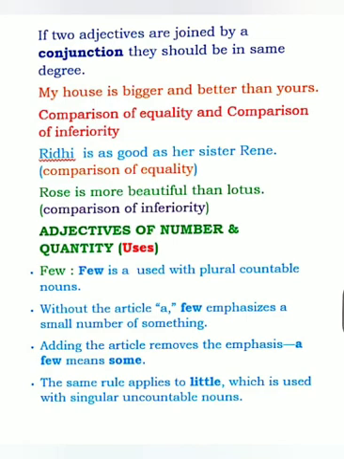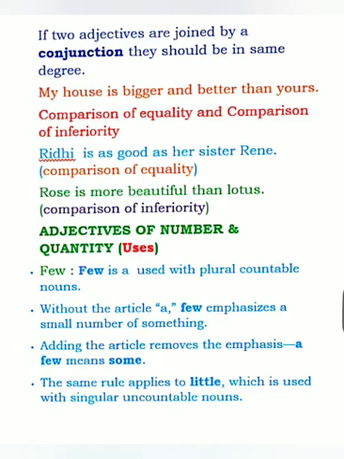Little means hardly any, okay, and it is also used with singular uncountable nouns. So few is used with plural countable nouns like pencils, pens, okay, and little is used with singular uncountable nouns like sugar, salt, okay. Clear?